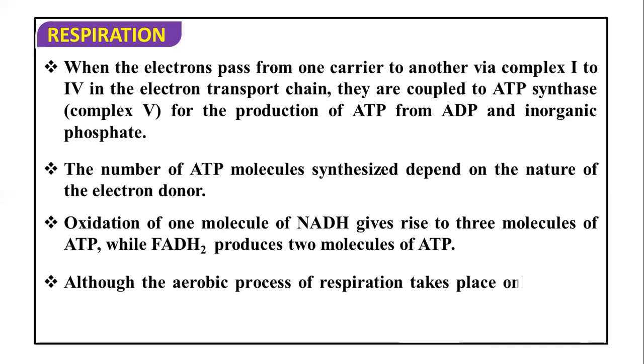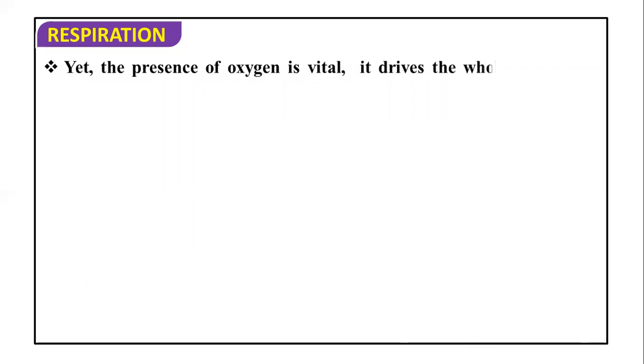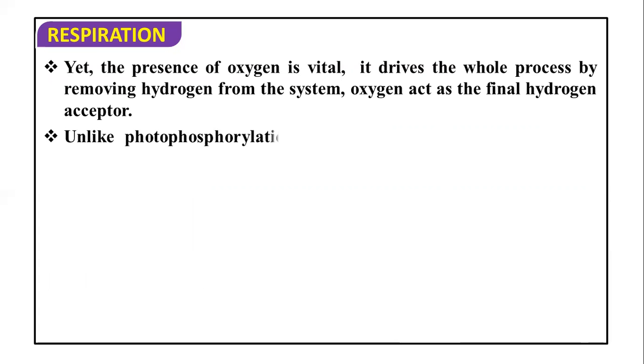Although the aerobic process of respiration takes place only in the presence of oxygen, the role of oxygen is limited to the terminal stage of the process. Because of this, we call oxygen the terminal electron acceptor. Yet the presence of oxygen is vital. It drives the whole process by removing hydrogen from the system, from the mitochondrial matrix to the perimitochondrial space, and oxygen also acts as the final hydrogen acceptor.